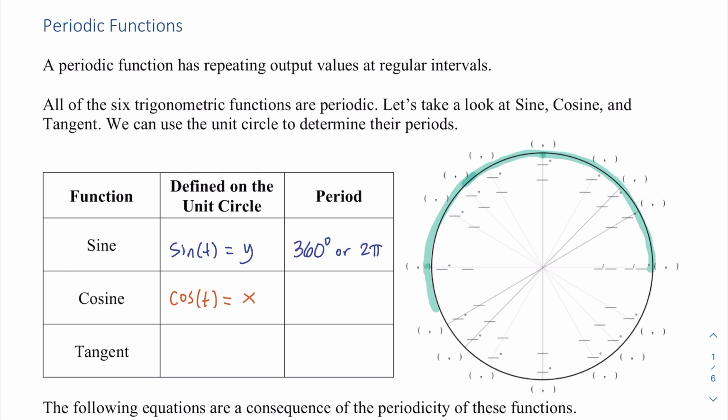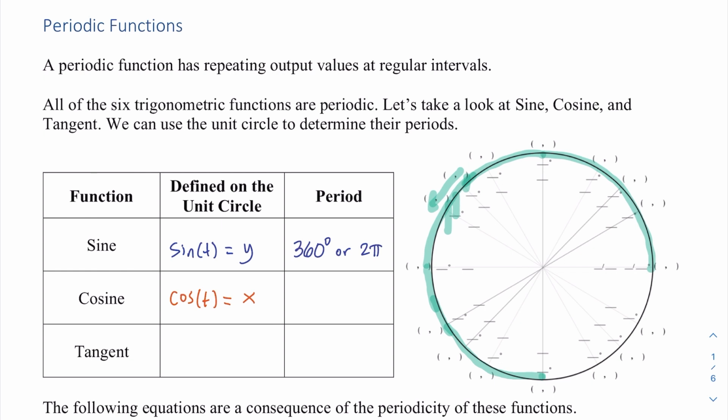Now I start to repeat my x values as I dip below 180 degrees, right? I'm going past it. I start to repeat some of these same x values, but not in the same order. These ones were getting closer and closer to -1, and these ones are getting closer to 0. So I'm not actually repeating the same behavior yet.